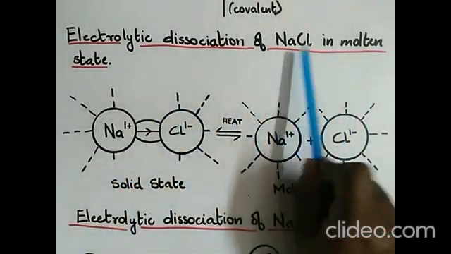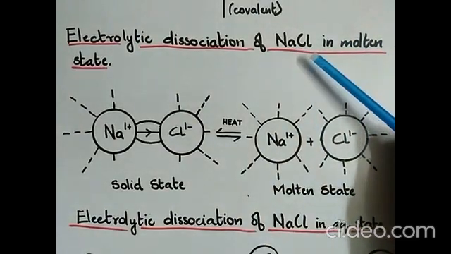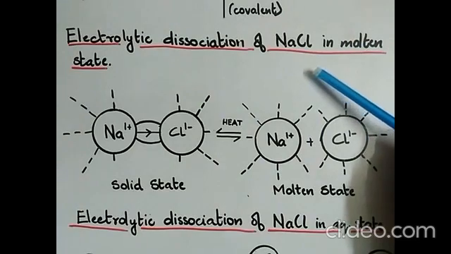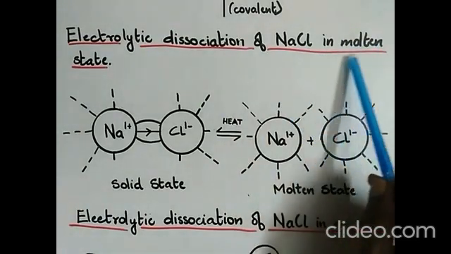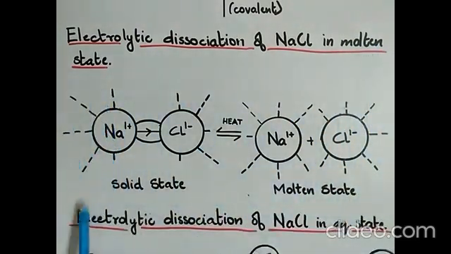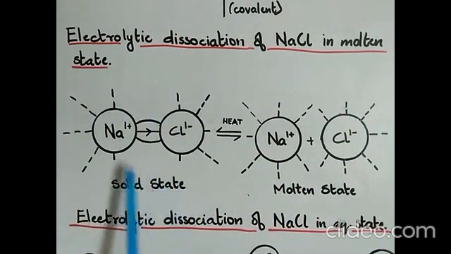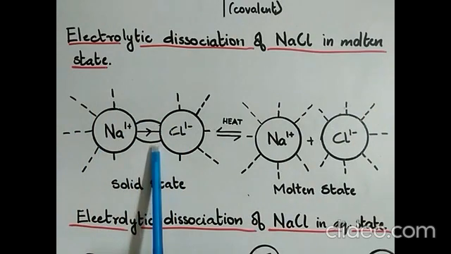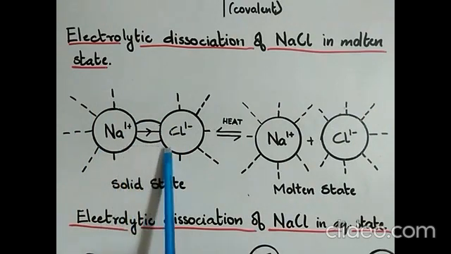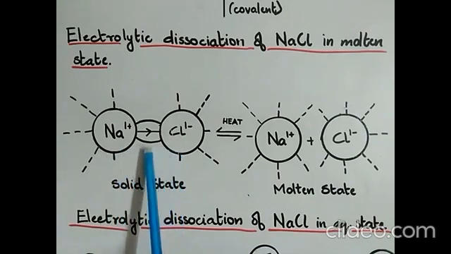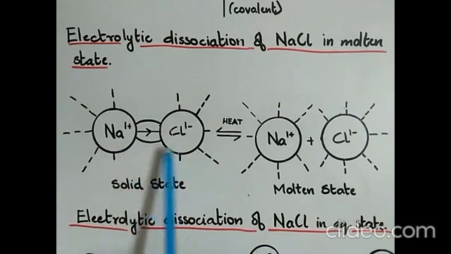Sodium chloride is an example of an ionic compound. Sodium chloride dissociates in the molten state or in aqueous solution. Here is an example to show what happens in the molten state. In solid sodium chloride, the ions are already present, but they are held together by a strong electrostatic force of attraction. That is, an ionic bond is present between sodium and chloride. If this bond breaks, they get separated into ions.